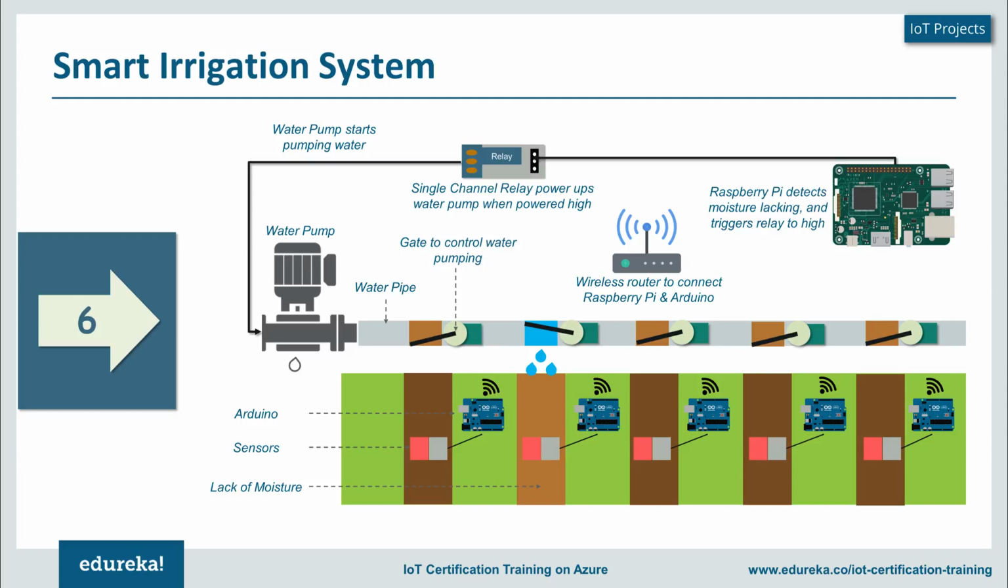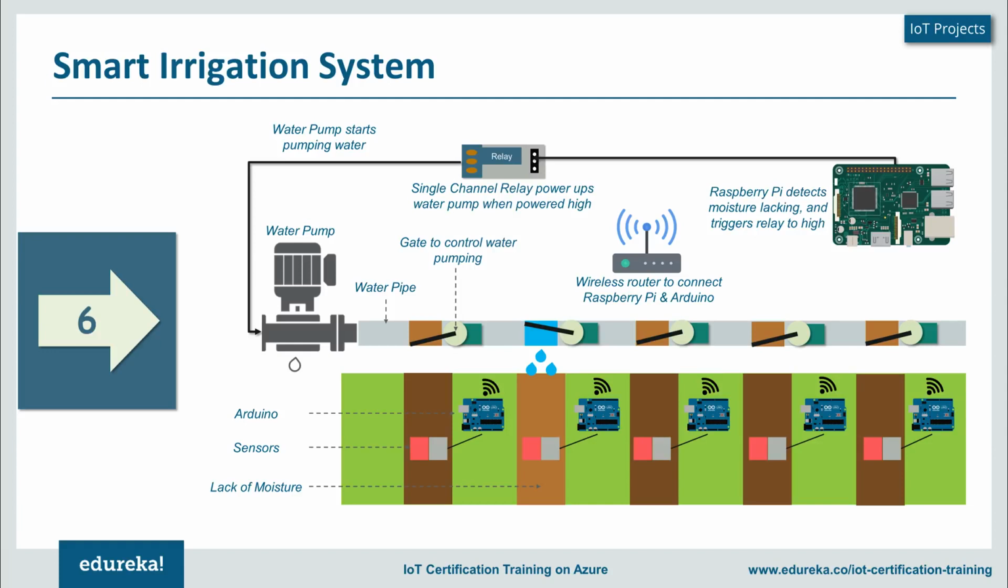Now, in order to ensure that water is not wasted, we would create gate controls, and only the gate where the moisture is less would the gate be open. Once my sensor detects that the moisture level has gone beyond my required level, it would again send another signal to the Raspberry Pi asking it to stop the pump as well.